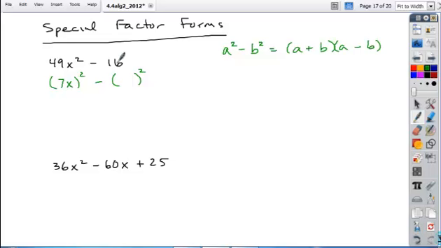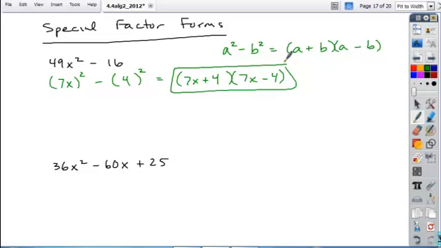7x. And what base would you square to get 16? 4. And so when you look to factor these, it factors into the sum and difference of those terms. So 7x and 4, it's the sum times the difference of those terms. Okay, so again, even if it's not a leading coefficient of 1.